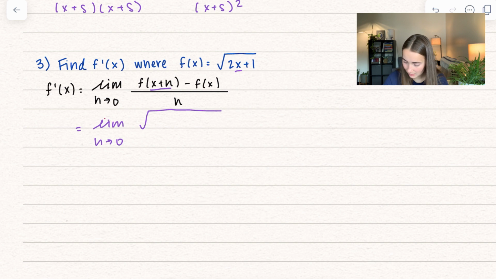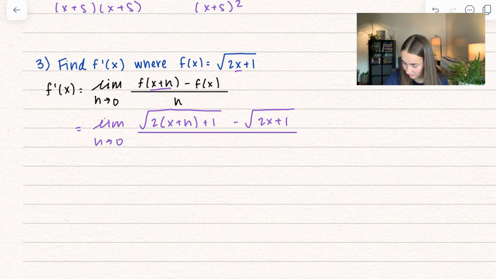So instead of 2x, I get 2 times quantity x plus h plus 1. And I'm going to subtract the original equation, which is 2x plus 1. And all of this is going to be divided by h. I'm going to go ahead and simplify this out a bit.